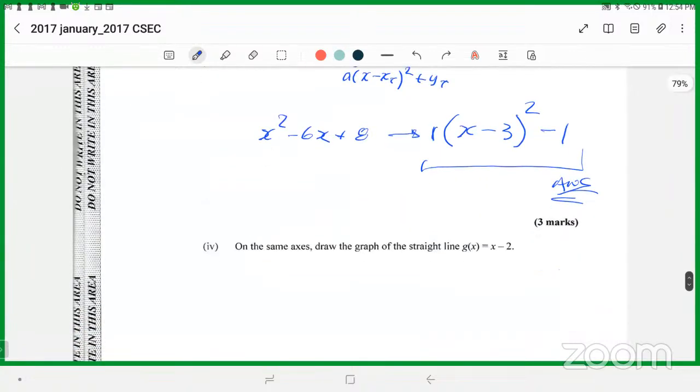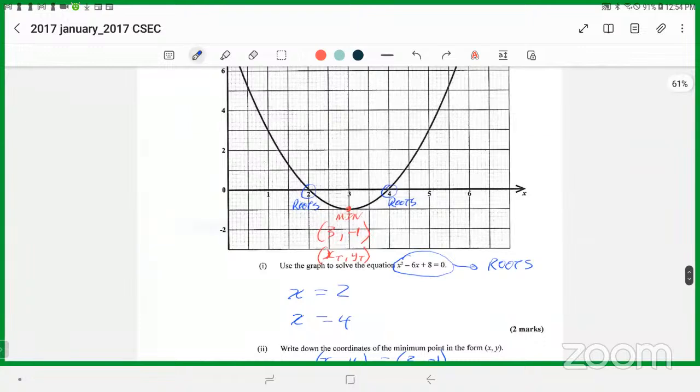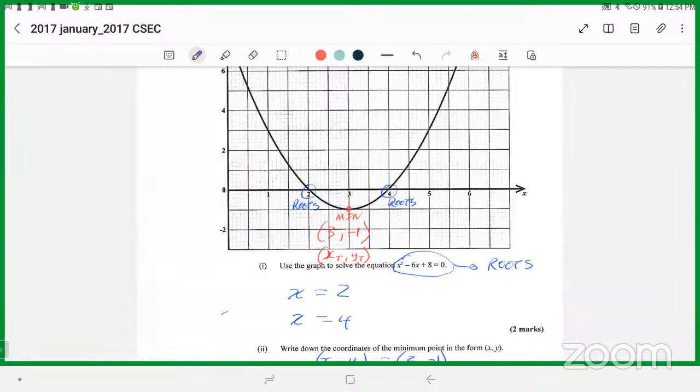Done. The next one says, on the graph, draw the line g of x equals x minus 2. You have to be careful. This line is going to cross the y-axis at negative 2. It's going to have a gradient of 1. And the number in front of x squared is 1. All right, so let's go. That line is drawn in purple. It's going to pass through minus 2 right here. It crosses the y-axis at minus 2.